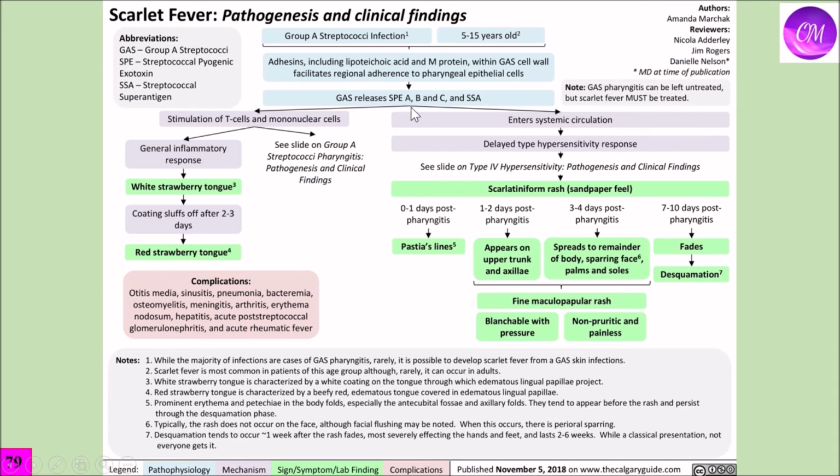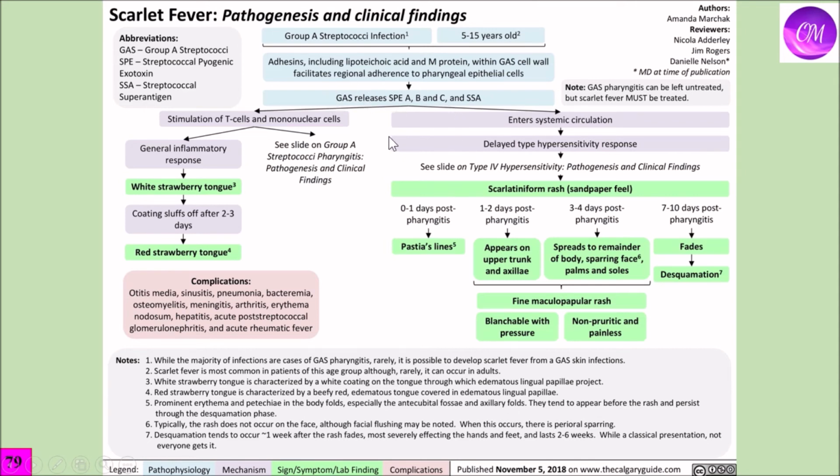Then A, B, and C groups and the streptococcal superantigen. They result in the stimulation of the T cells and mononuclear cells, which results in the general inflammatory response, white strawberry tongue, and the coating sloughing off after 2-3 days, and the development of the red strawberry tongue. I will show you in the next slides.